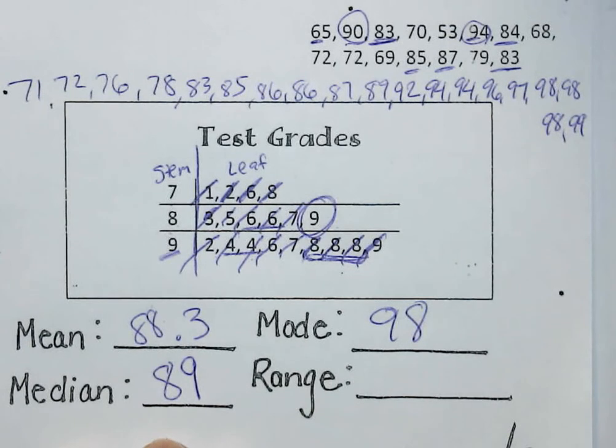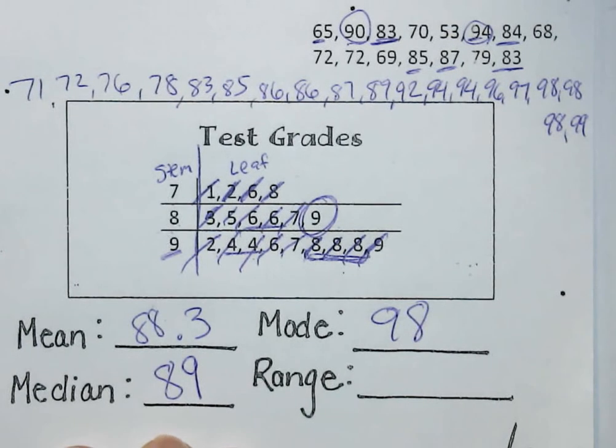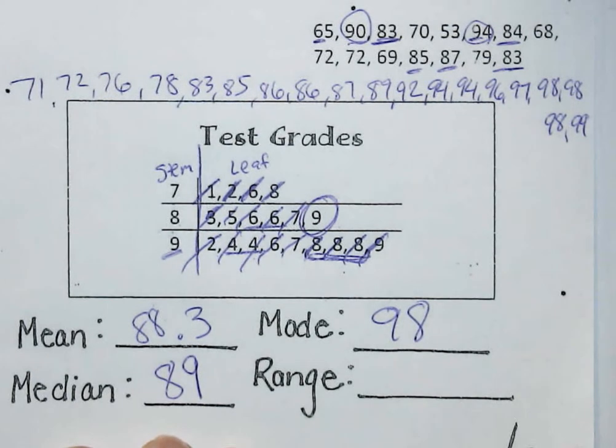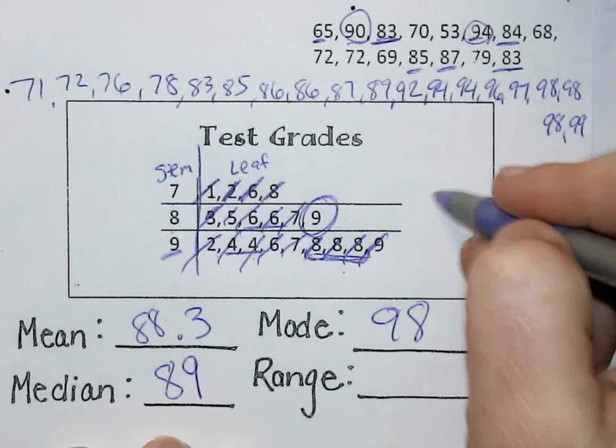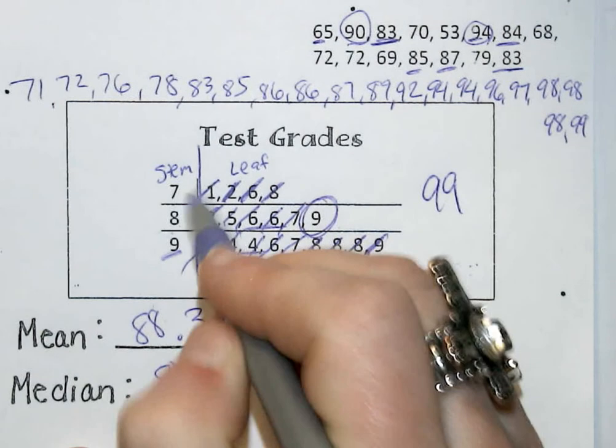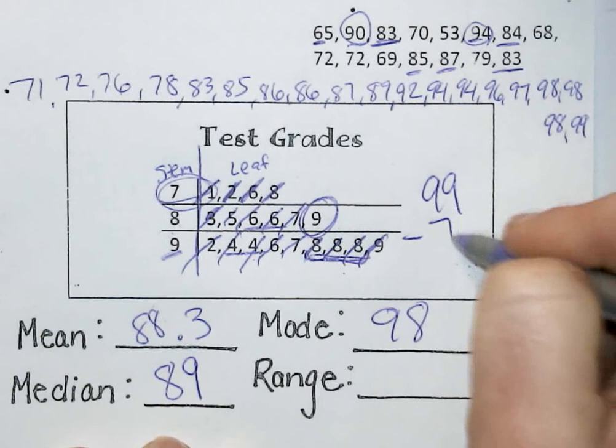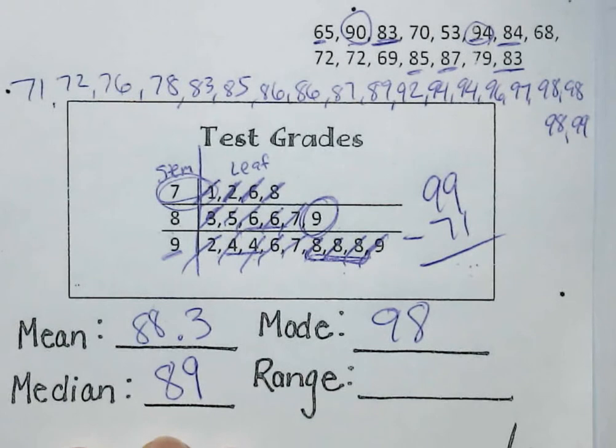And we know range is easy. You're subtracting your smallest from your biggest. Well, since it's already in order, what was our biggest number? 99. And our lowest number was 71. And when we subtract, we should get the range is 28.